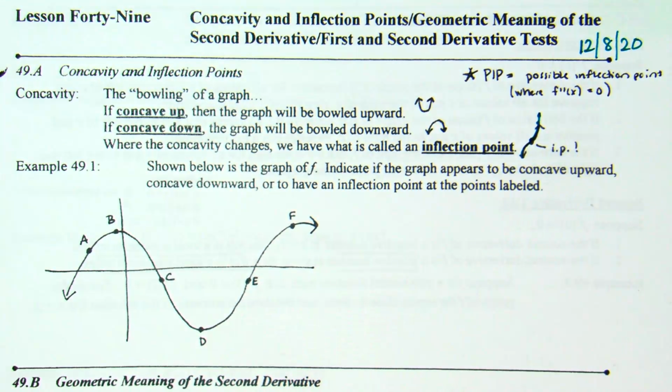Okay, so let's look at example 1. Shown below is the graph of f. Indicate if the graph appears to be concave upward, concave downward, or to have an inflection point at the points labeled. So basically we're going to look at each section here, so to speak, and decide what is happening.